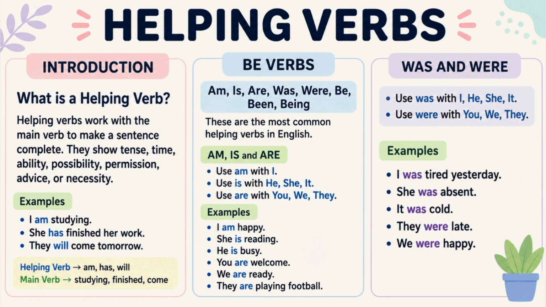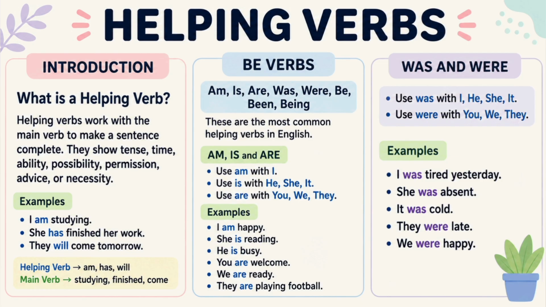The most common helping verbs are the be verbs, which include am, is, are, was, were, be, been, and being. For the present tense be verbs, we use am with I, as in I am happy. We use is with he, she, and it, like she is reading or he is busy. We use are with you, we, and they, as seen in you are welcome, we are ready, and they are playing football.